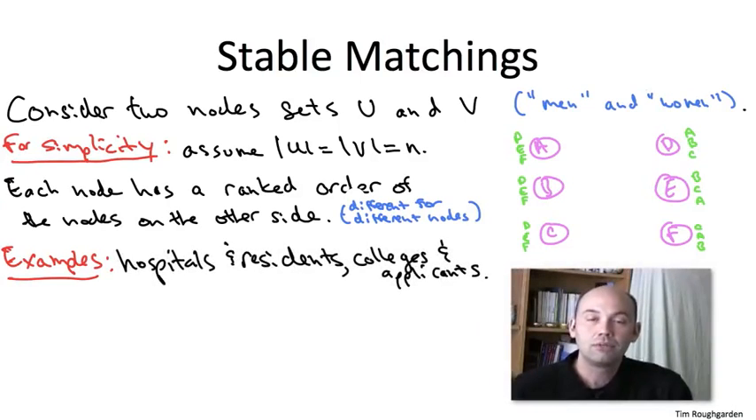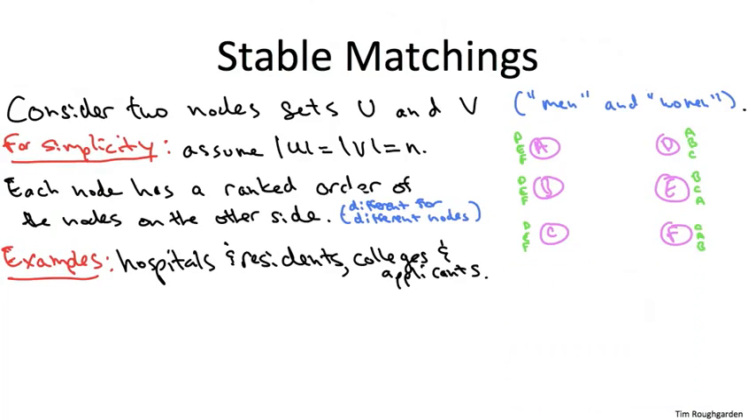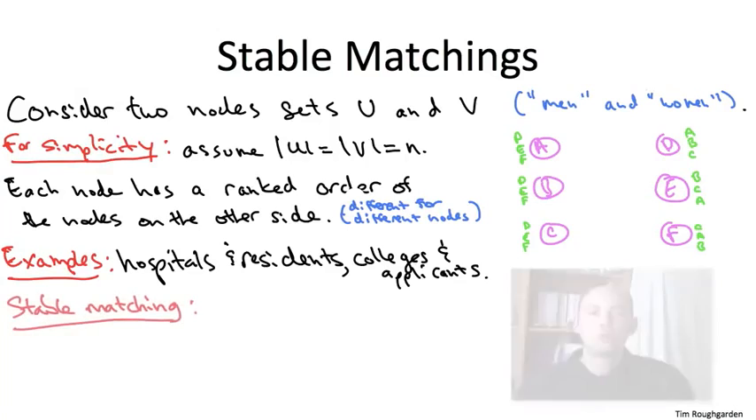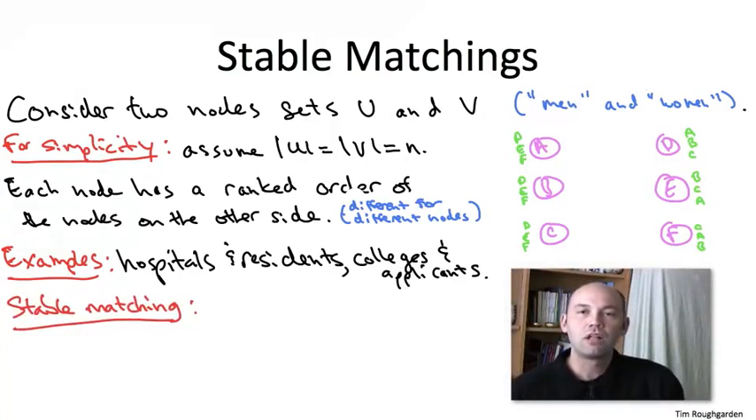So given this data, two sets of nodes and these ranked lists, we're interested in computing a stable matching. So what's a stable matching? Well, first of all, it better be a perfect matching. And a perfect matching means that each node on the left, each node of U, is matched to exactly one node of V and vice versa.